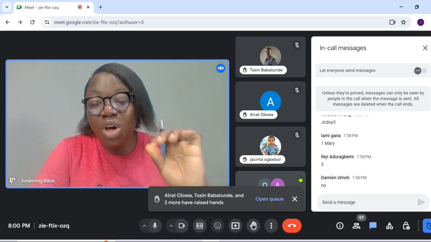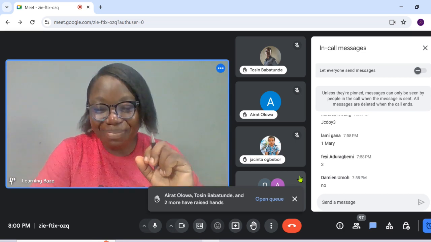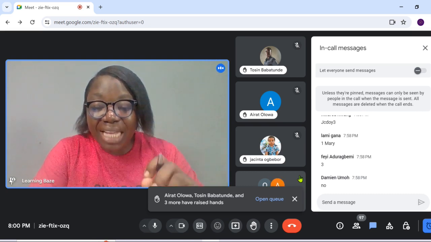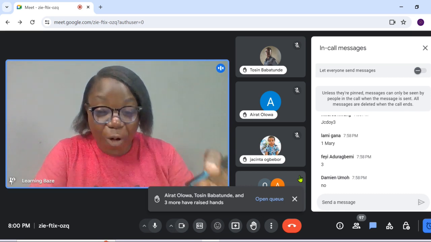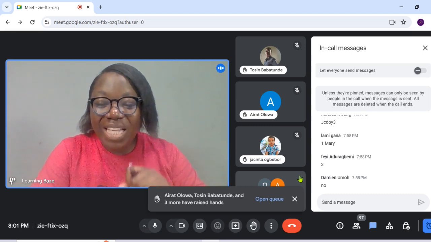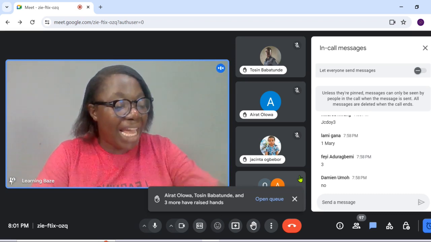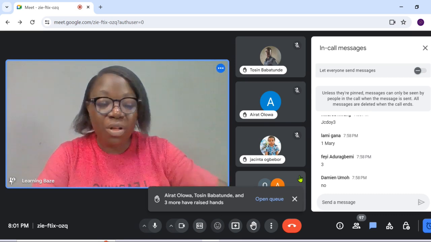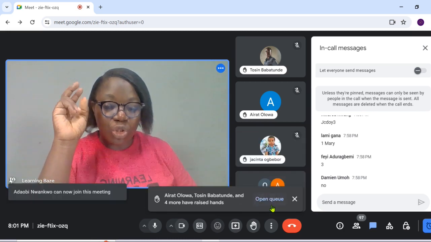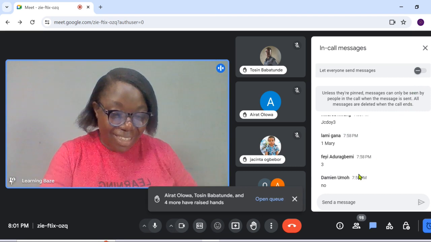What is the coefficient of M in M over 4? What is the coefficient of M in M over 4? So get ready to type your answer in the next 5 seconds. What is the coefficient of M in M over 4? 5, 4, 3, 2, 1, 0. Ready to post your answer?